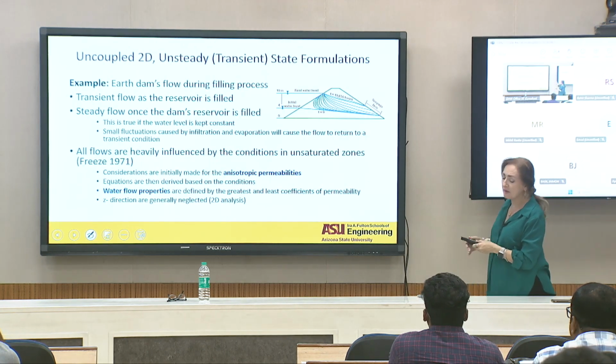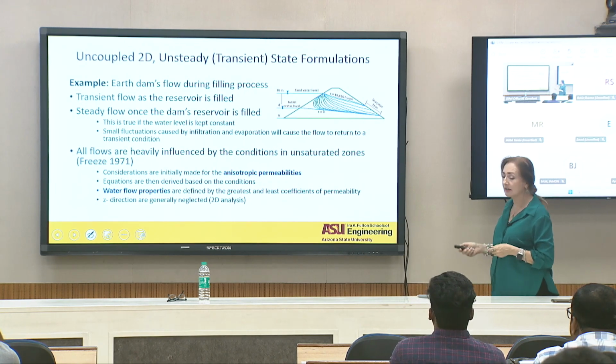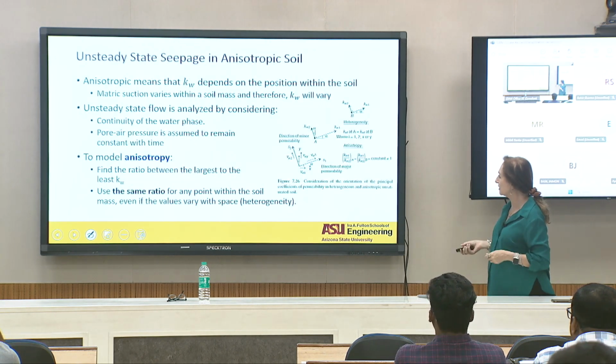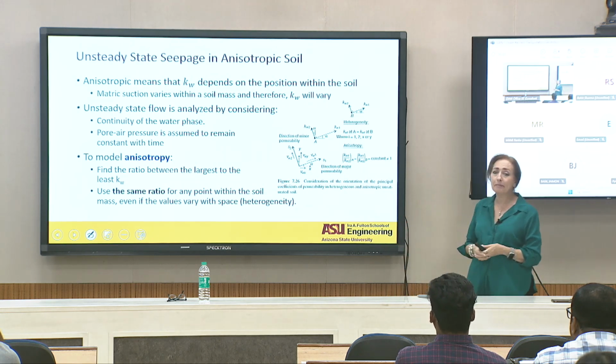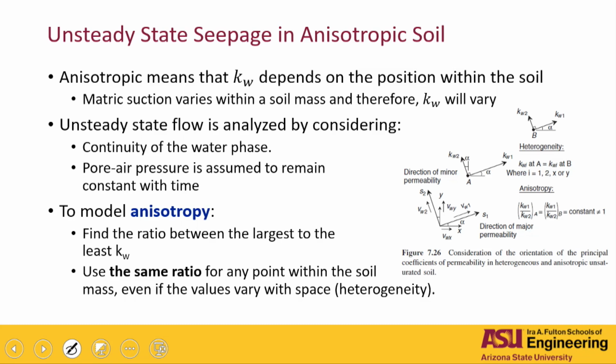Usually in here is a two-dimensional flow analysis. We neglect the Z direction, okay? Again, anisotropic means that the permeability depends on the position within the soil, okay? Matrix suction will vary with soil mass, and therefore the permeability will vary. We analyze the steady state condition by continuity of the water phase, and the pore pressure is assumed to remain constant with time, okay?